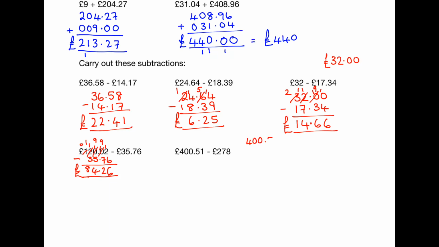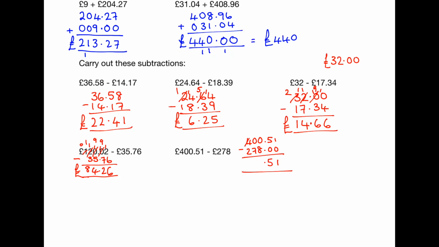Okay, and then when we go on to our last one now, we've got, I'll just do it over here, £400.51, take away £278. Remember that would be 278.00. So remember, we're subtracting. So 1 take away 0 is 1, 5 take away 0 is 5, points in a line. Now 0 take away 8 we can't do, so we nip to our next door neighbour. They haven't got any either, so they have to borrow from their next door neighbour.